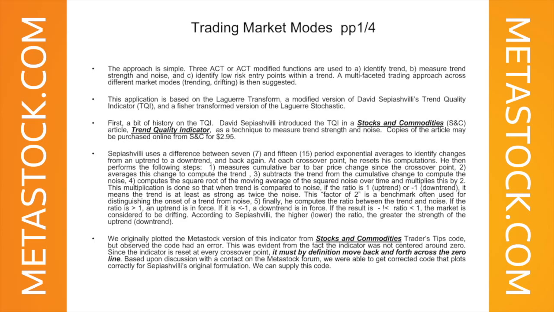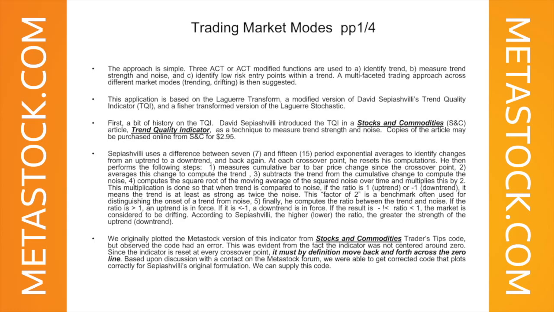Regarding taking an existing tool and making it better, a number of years ago, as you'll see on slide 104, David Sepiashvili, who has a doctorate in signal processing, wrote an article in Stocks and Commodities about using some fixed length indicators as a way to measure trend strength, congestion, and direction. He used fixed or static variables in computing that. This article is available from Stocks and Commodities for a nominal downloadable price, like $2.95.